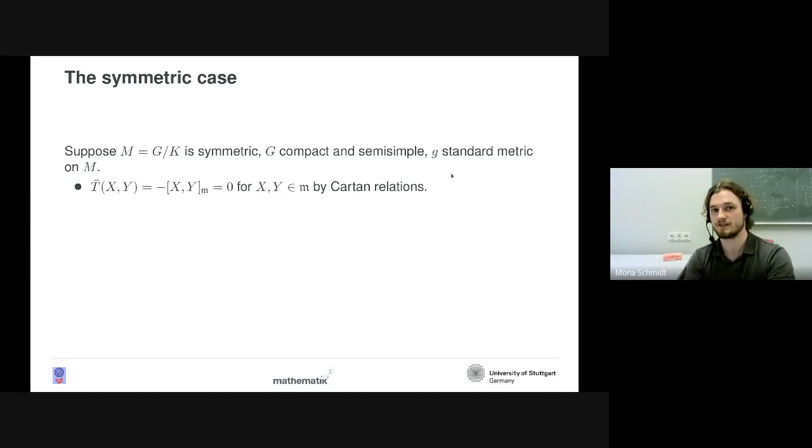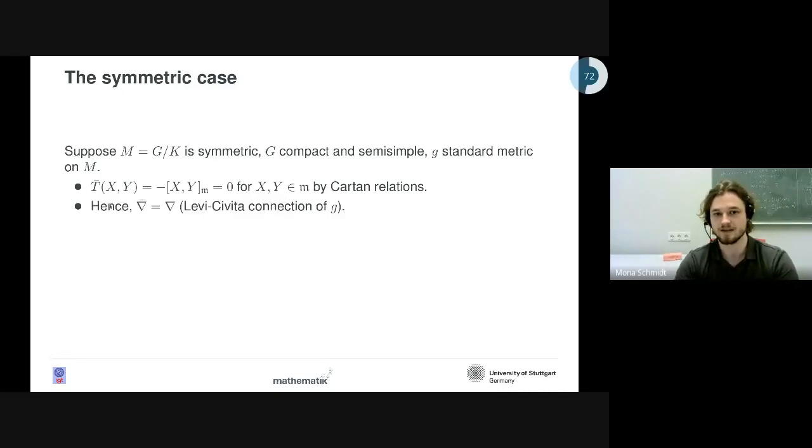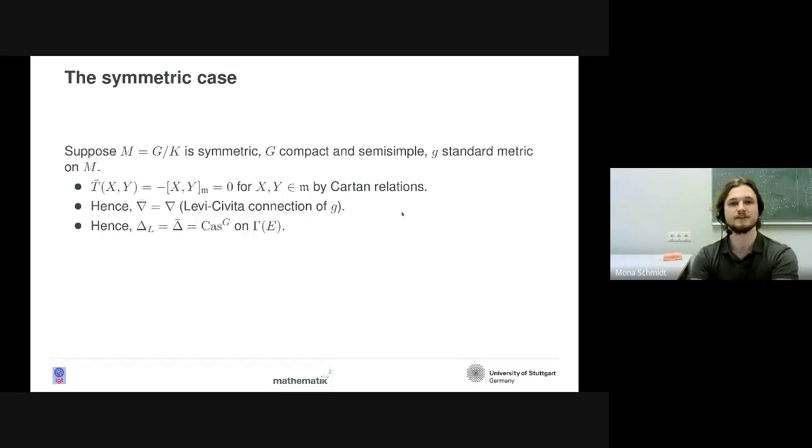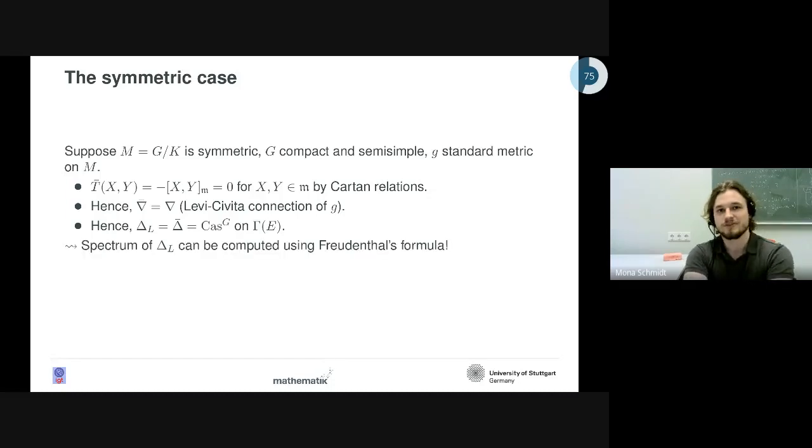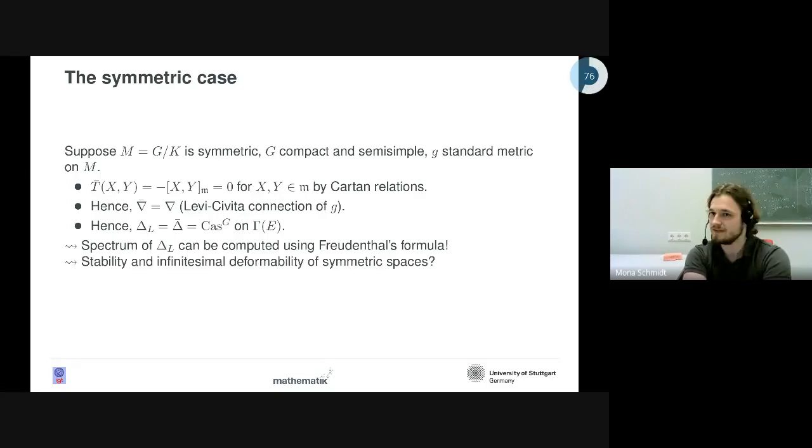So now we have a connection that's metric and torsion-free. That's the Levi-Civita connection. So these two connections are the same, and hence these two Laplacians are the same. So the Lichnerowicz Laplacian coincides with the Casimir operator on this left regular representation, and that's pretty nice. So we get the spectrum of the Lichnerowicz Laplacian almost for free. We can compute it using the aforementioned formula. So does this answer the question of stability and infinitesimal deformability of symmetric spaces?